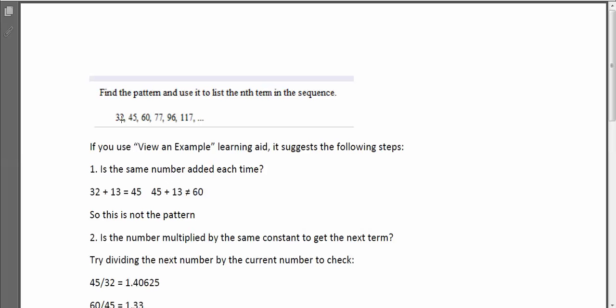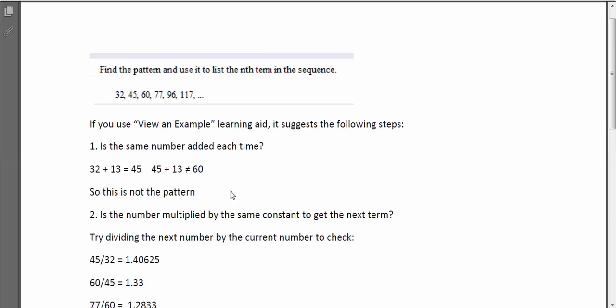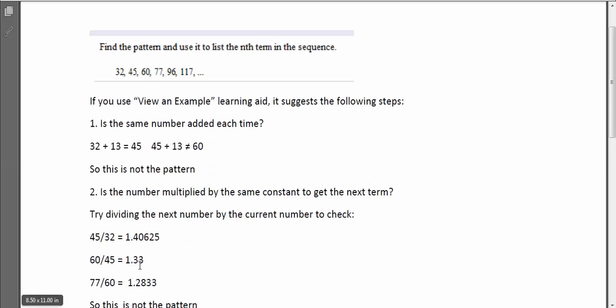So if I look here, when I go from 32 to 45, I'm adding 13. But then if I try to add 13 to 45, I don't get 60. So I know that this is not the pattern that's happening in this particular sequence. So the next idea is, is there some multiplication factor? So is this term being multiplied by some number to get this term, and then the same multiplication all the way through? So I tried this on the first couple of sets, and I did it here.